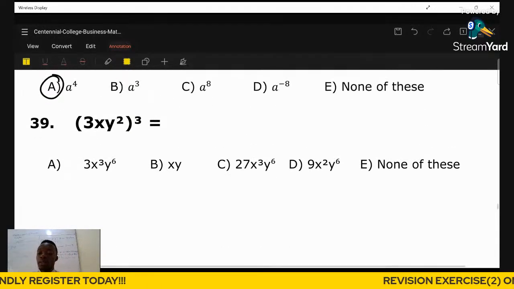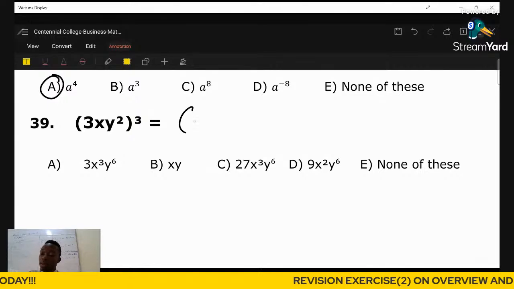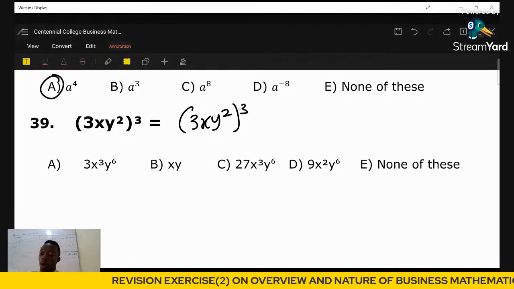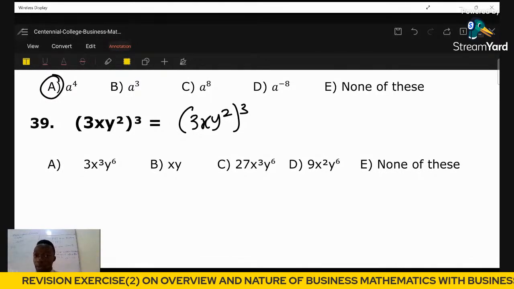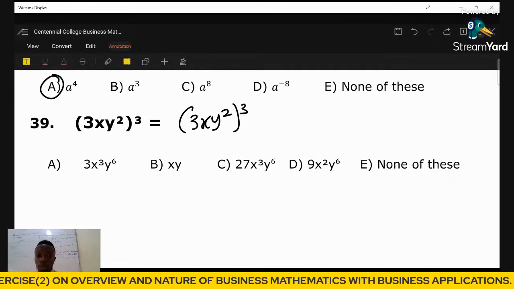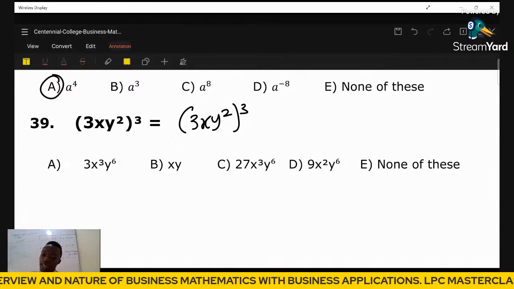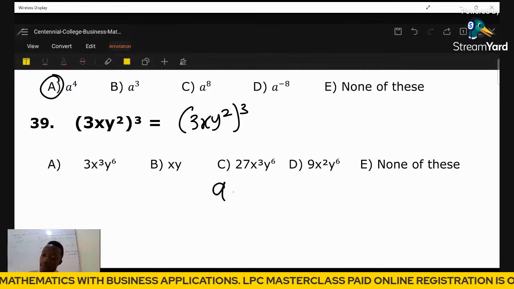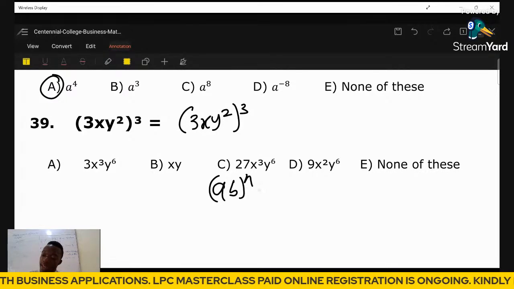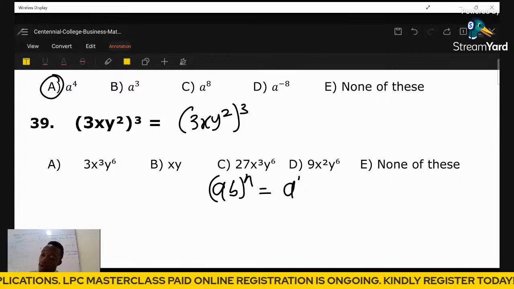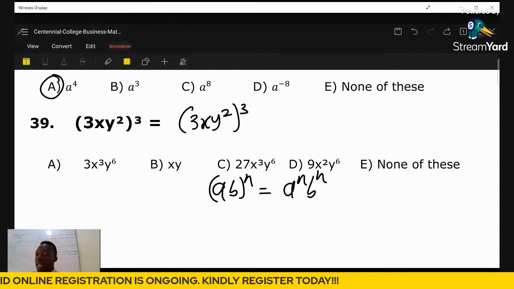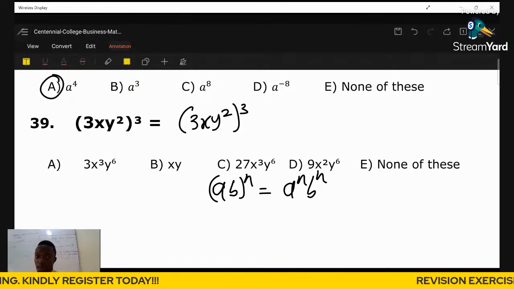Now we have 3xy squared all into bracket close with the power of 3. This is what we call exponential law. So per exponential law, if I have, let's say, AB all to the power of n, this can also be written as A to the power of n, B to the power of n. So the power will actually multiply the powers of the various terms under consideration. I hope that is clear.